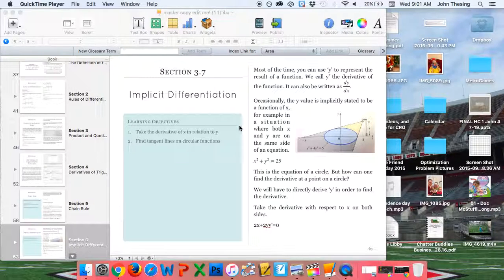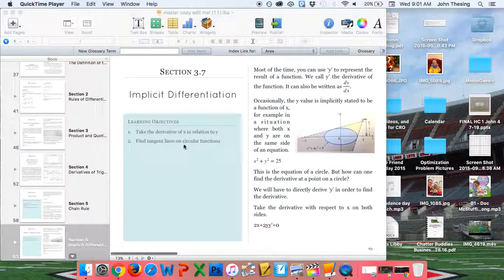Alright, take the derivative of x in relation to y. When you say in relation, what do you mean? Like, dy over dx, so that would be the derivative of y with respect to x. Oh, sure. You would want to say that there. Find tangent lines on circular functions.